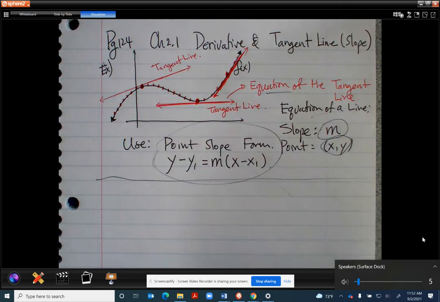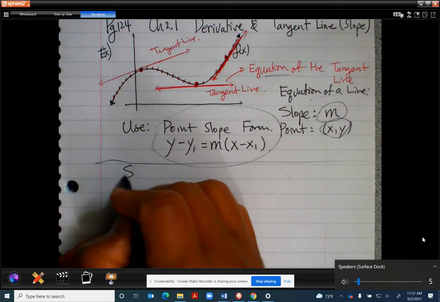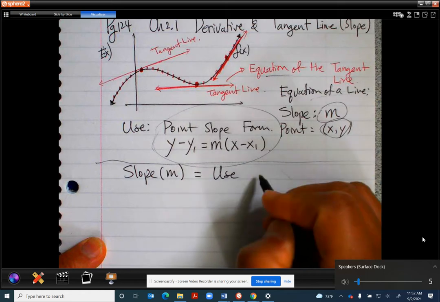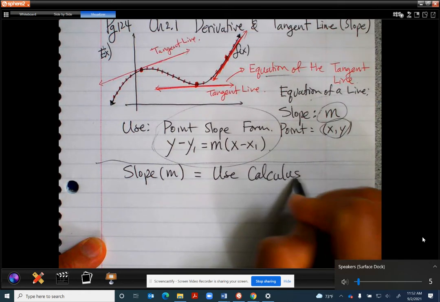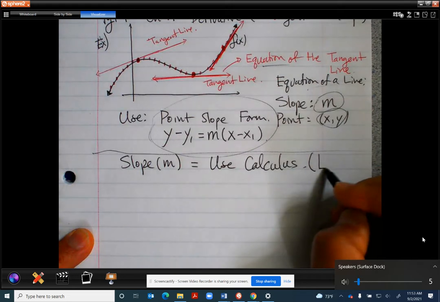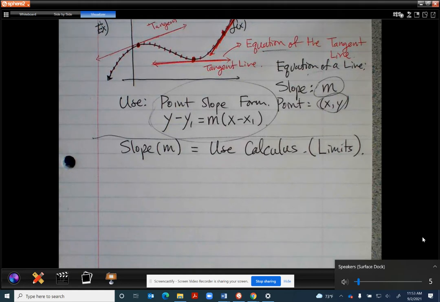Alright? So today, to find the slope, which is m, we need to use calculus. So how do we use calculus? What part of calculus do we need to use to find the slope? We need to use limits. Alright, because this is calculus, they like to throw in fancy symbols. But those are just fancy symbols. I don't want you to get confused over some of the notation.